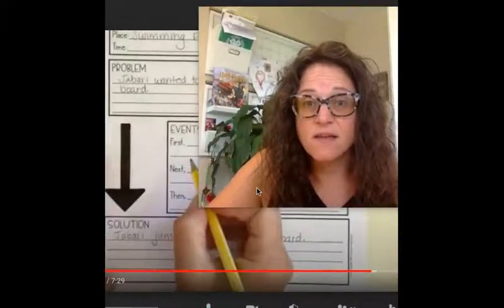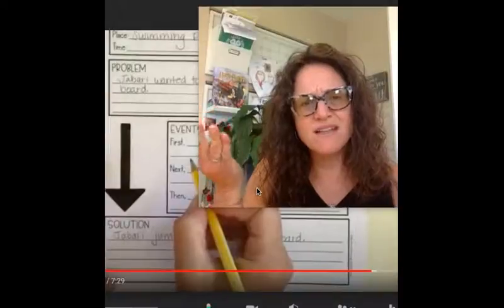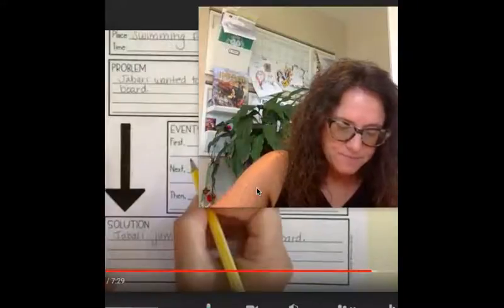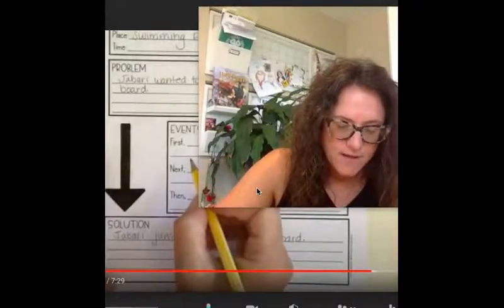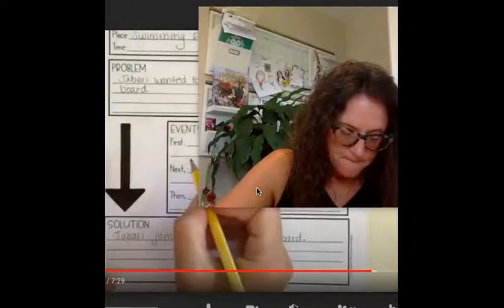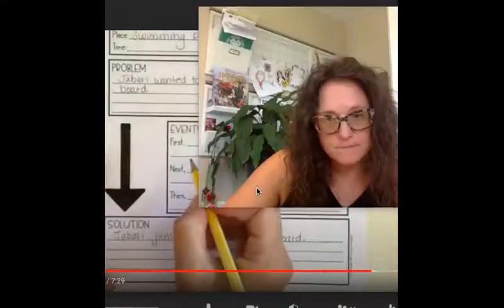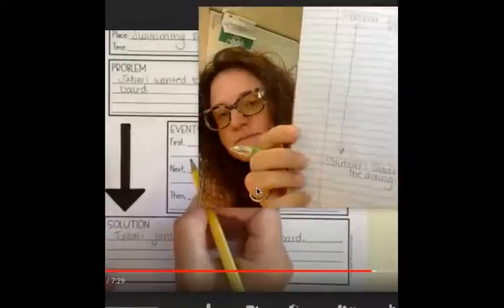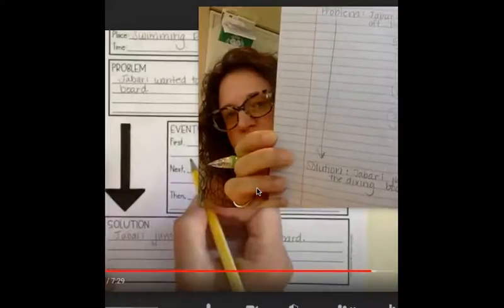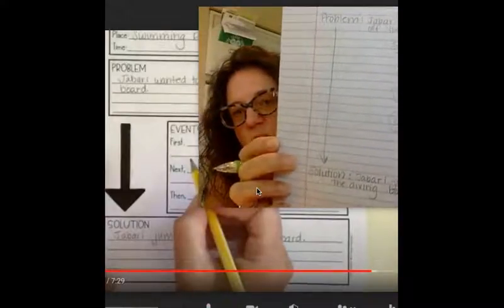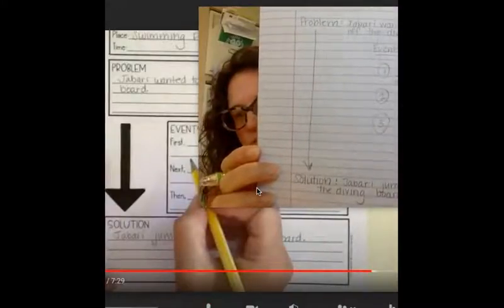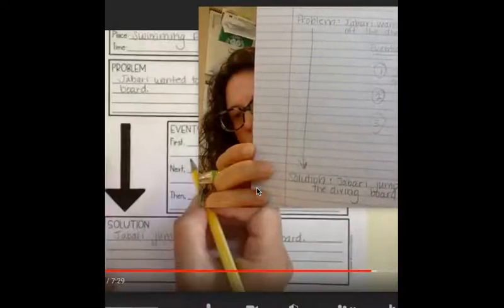Sometimes that's okay, because then it makes you think, what were the main events that really got us to the solution? So in the end, my solution is Jabari jumps off the diving board. Like this. So the problem was, Sean, he wanted to jump off the diving board, and the solution was he did jump off the diving board. You have that down, Sean, in your reader's notebook?